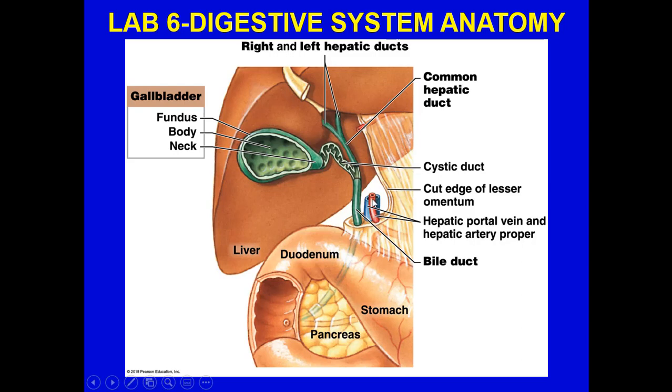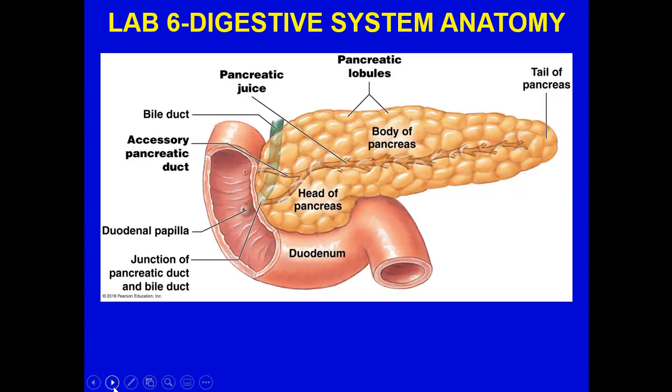You'll notice also, as you pass through this, because you are going through some of the lesser omentum, that you have the hepatic portal vein and the hepatic artery proper right here. And of course, tucked into this fold here, from stomach to duodenum, is the pancreas itself.